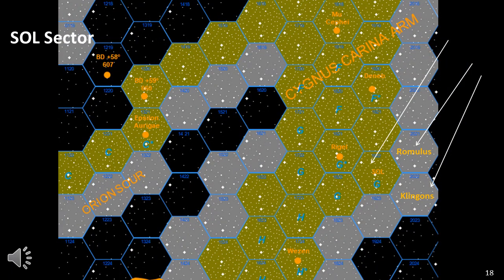This shows a zoomed-in image of the galaxy around Sol. The density of stars in each 1,000 square light-year hex is shown, with gold being the highest, silver the next, and black representing a low star density. Sol is close to an edge of the Sagittarius-Carina arm, so it's likely the Romulans occupy the grey or silver hex to the right, the upper one, and the Klingons occupy the lower hex.